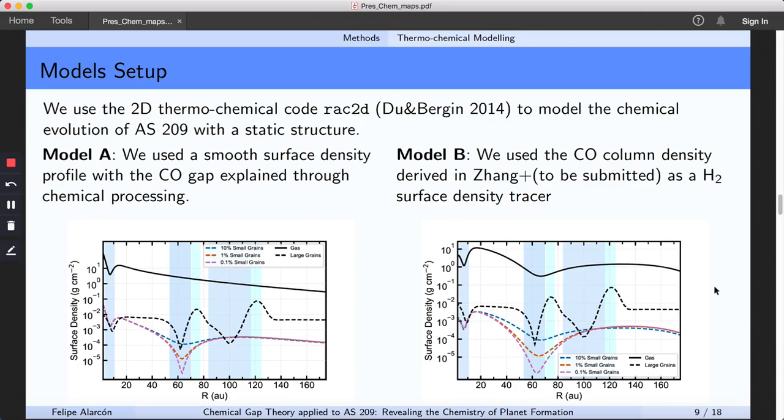I will explain that later, and that's because we also use C2H, which is very sensitive to the small grains content. In model B, we use the inferred CO column densities derived in Zhang et al., which is part of the collaboration as well. And in this case, the CO depletion will be a tracer of gas depletion in the disk, meaning H2 surface density depletion in the disk.